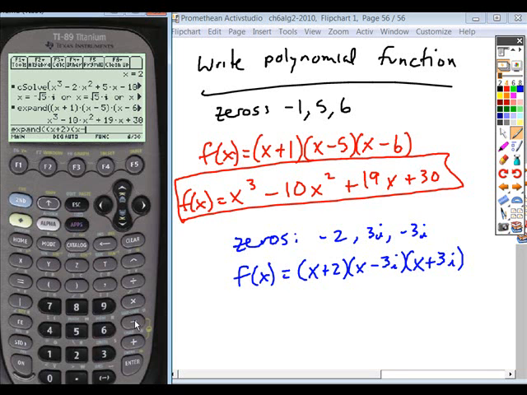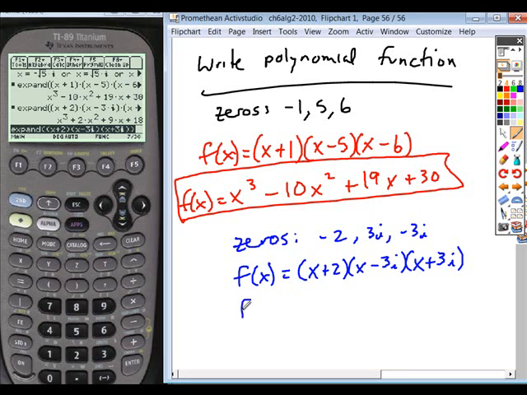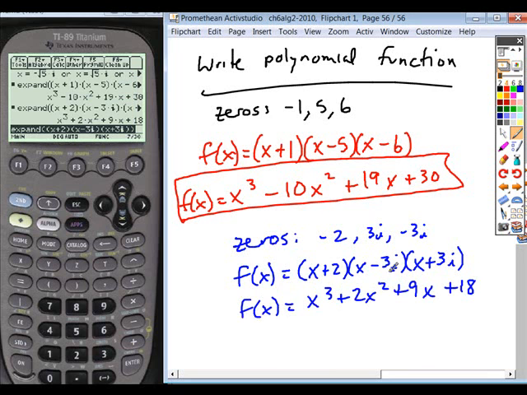X minus, do you guys know where the i is? Okay, so it's right above the catalog. And then x plus 3i. Close it off. And when you hit enter, you get your function. X cubed plus 2x squared plus 9x plus 18. Okay, not too bad. Are there questions about these? These are the two simple ones. There's one last one that's a little more tricky. So are there questions on these simple ones first?